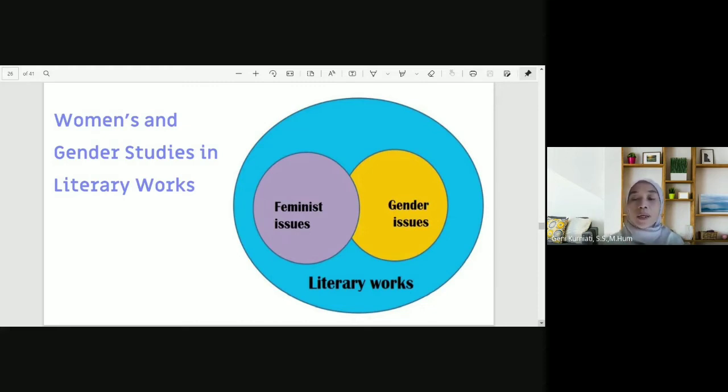But then, when you need to analyze and have a focus, you need to decide which one is the focus, whether the focus is the gender issues or the feminist issues. Let's take a look at the examples.